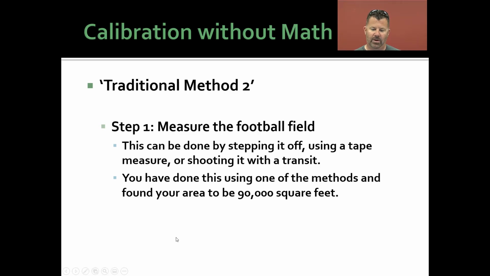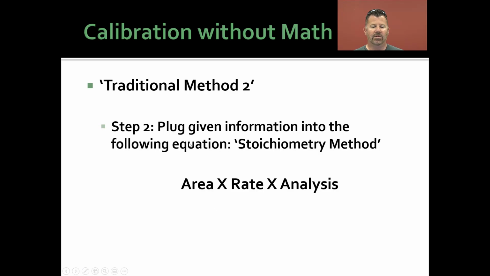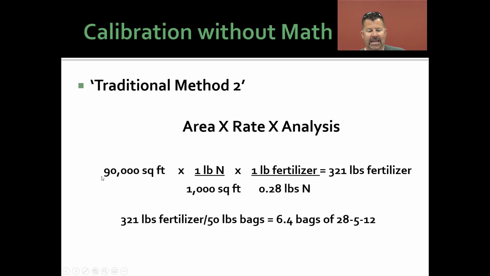Traditional method 2, measure the football field. Again, we've got our 90,000 square feet. Given this information, you can plug it into this equation. This is the stoichiometry. I will say it for that. I need to Google that and actually hit that little speaker button so I can hear it say that. But this is area times rate times analysis. Easy math here, guys. Again, area times rate times analysis.